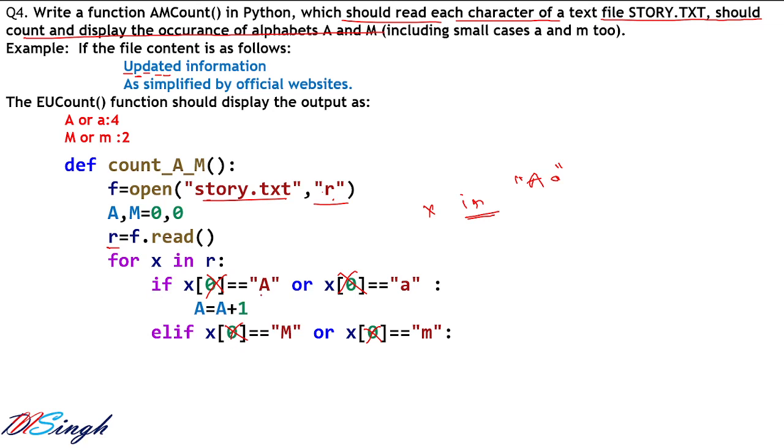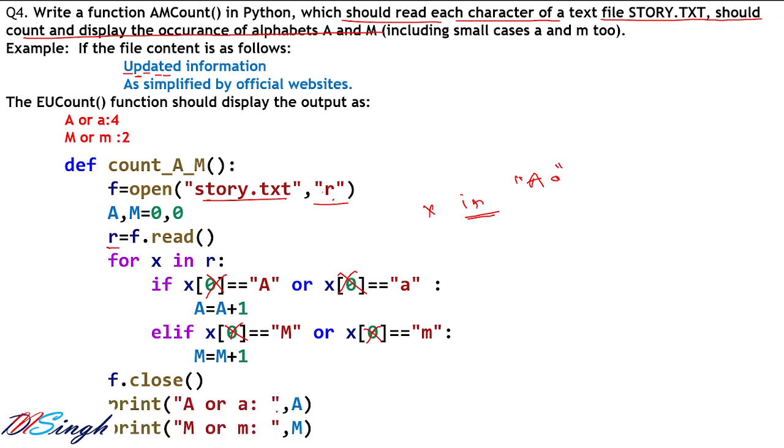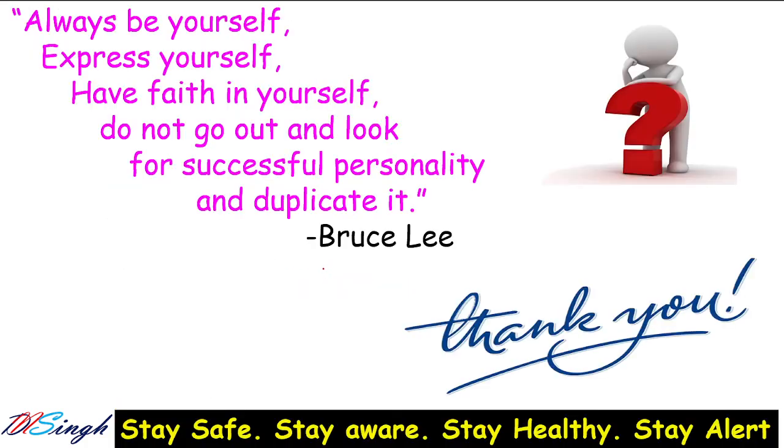If this is not satisfied, then go for elif. If the elif is not satisfied, just go back to the loop, and when this loop ends, stop. And then print how many a or m are present: how many capital A or small a are present, or capital M or small m are present. So this is another way of writing the same thing.